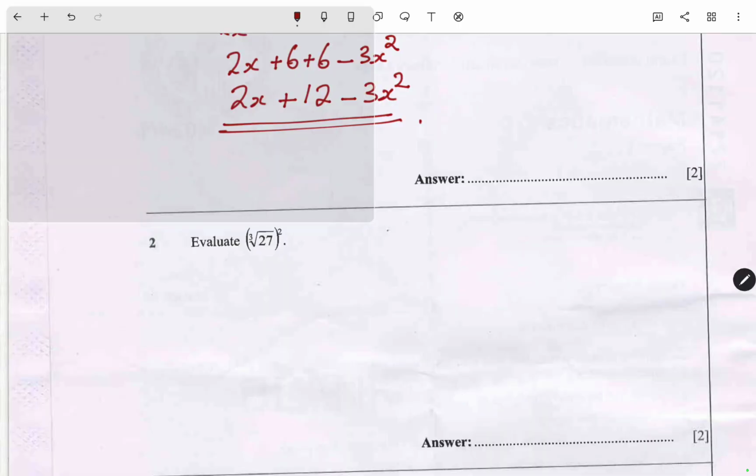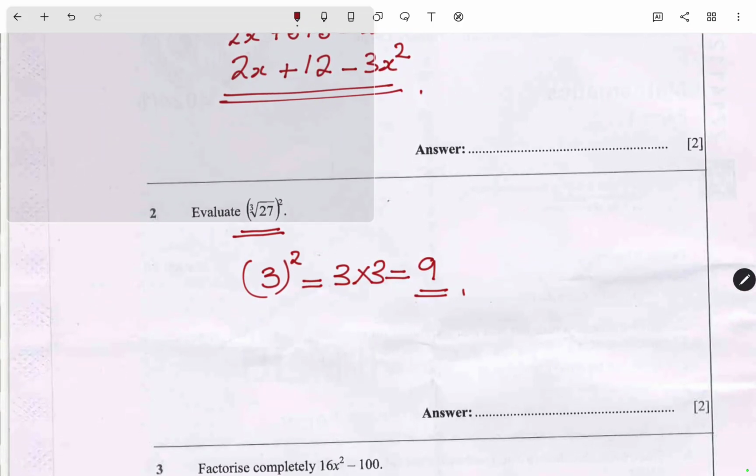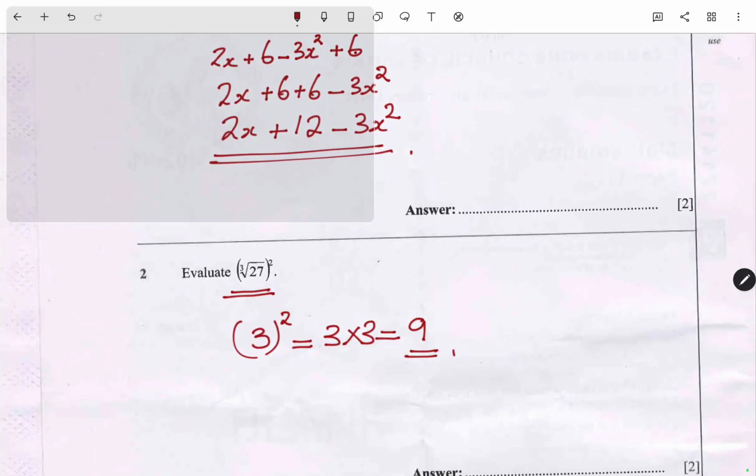Now let's look at the next question saying evaluate. Remember, when you're evaluating, you're finding a value. So here already, the cube root of 27, it is 3. So this will be 3 squared. So 3 squared is the same as 3 times 3. What is 3 times 3? 9. That's all. You get your 2 marks. There's no need to waste time here. Just like this.